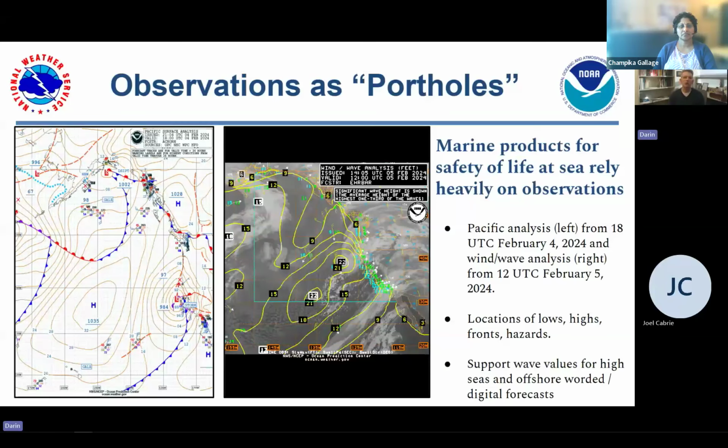So for example, we want to make sure that the winds ahead of a front make sense. In this case, we want the winds to be generally southwest of a cold front, northwest behind it, which is typically what would happen. So we'll adjust the positions of fronts, we'll adjust the positions of isobars, we'll add to the values of the seas to make sure that everything that we have on these maps is as accurate as possible. And the observations also support the worded forecasts that we do, such as high seas forecasts, offshore forecasts that are provided to marine customers, and so on.